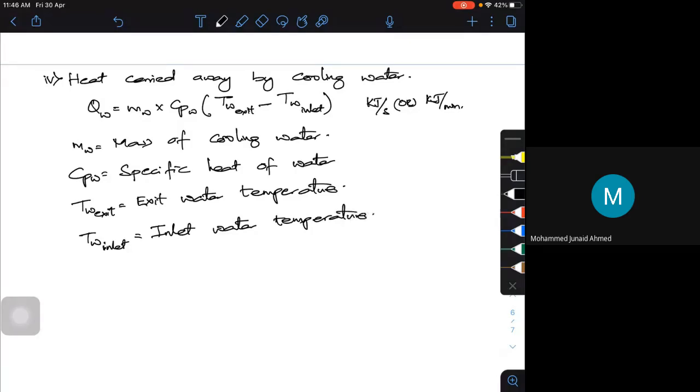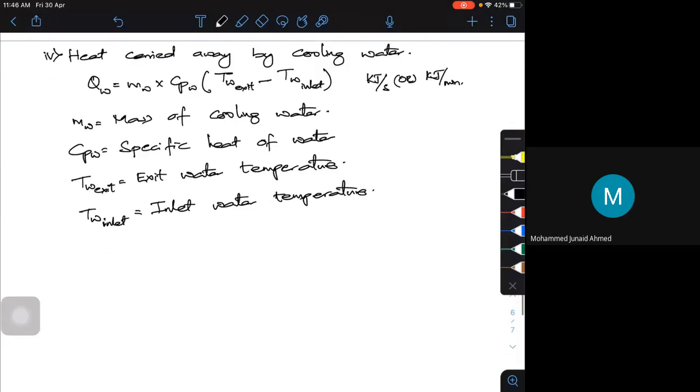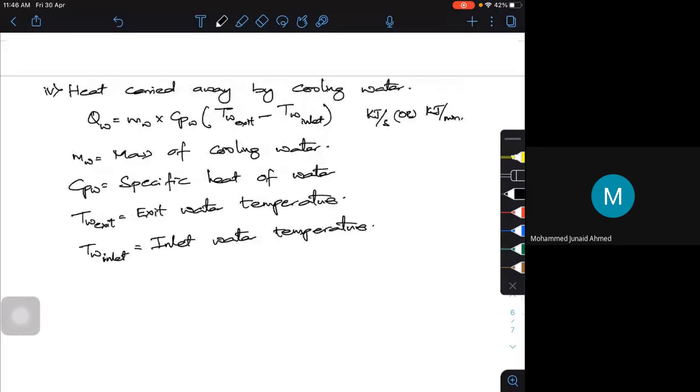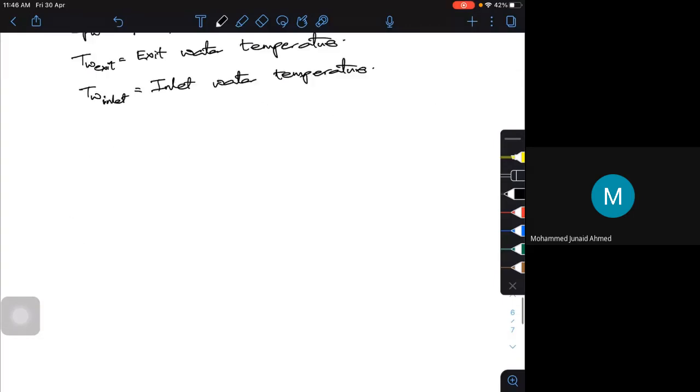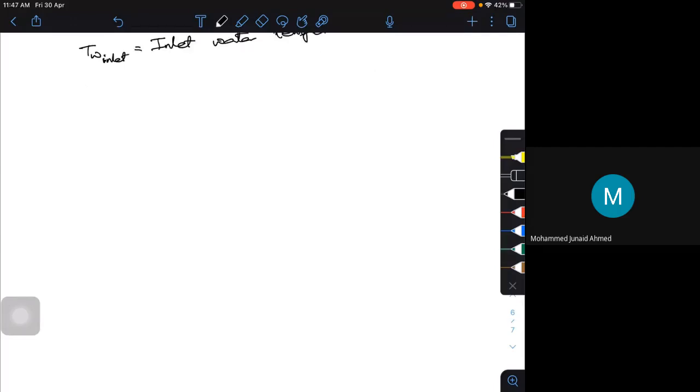Inlet water temperature. Once I know this particular thing, I'll be able to calculate the QW. So once you have this, we'll try to put the heat balance sheet. We'll put it in a tabular column and see how it is. That's called a heat balance sheet. Just like your bank statement, this is called a heat balance sheet, which you have to put.